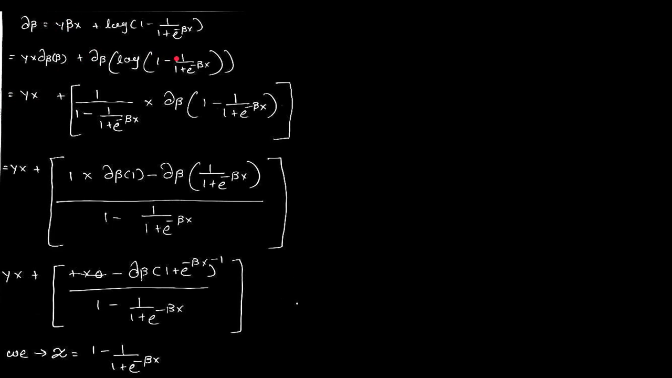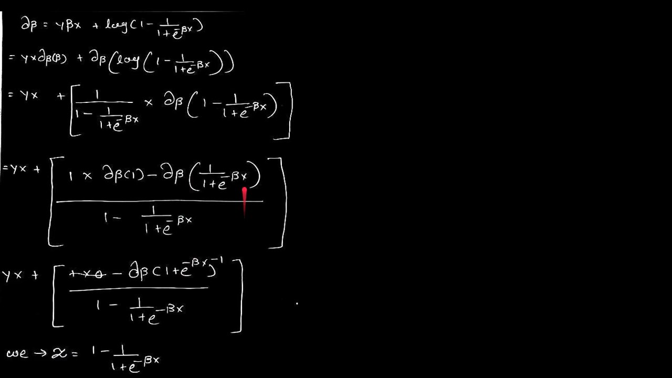Okay, now let's go inside. So we have log, right? And what is the derivative rule for log? Whatever is inside, you put it as 1 divided by that, right? So here we have 1 minus 1 divided by (1 plus e raised to minus beta x). So what we did is 1 divided by (1 minus 1 divided by (1 plus e raised to minus beta x)), right? So the log is done. Now we go inside. Now we have this. Okay. Now the derivative of 1 with respect to beta is basically 0, so that term goes to 0. That's it.